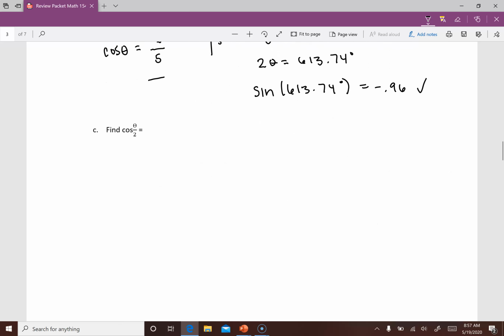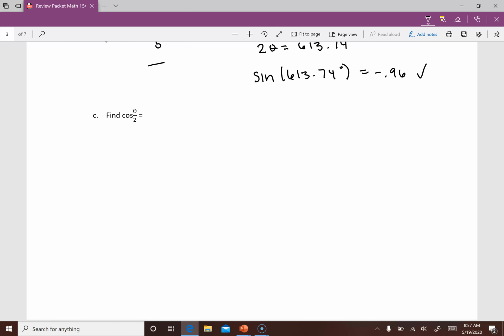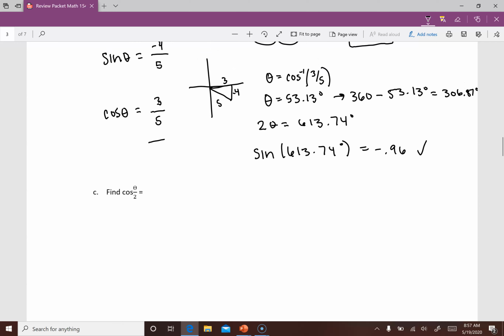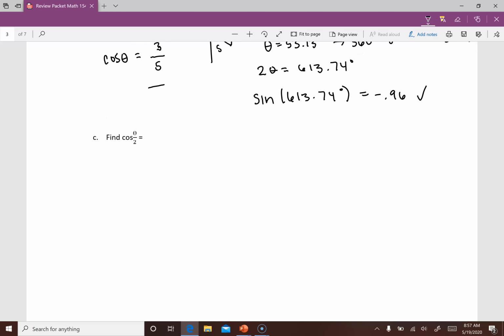All right, last one before we move on to a different video. Cosine of theta over 2. Okay, well, first of all, we really should figure out if this is going to be positive or negative, because if you recall, the formula is cosine of theta over 2 equals plus or minus the square root of 1 plus cosine theta over 2. And I have to choose if it's plus or minus.